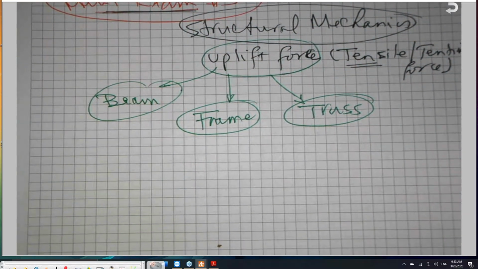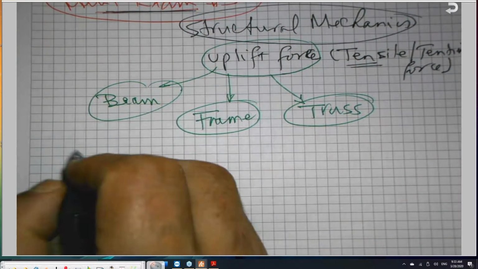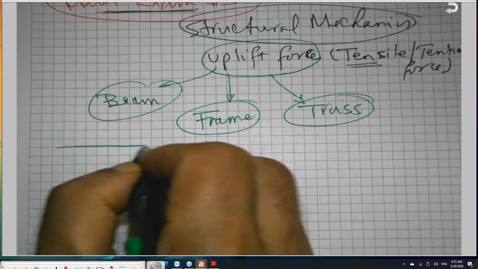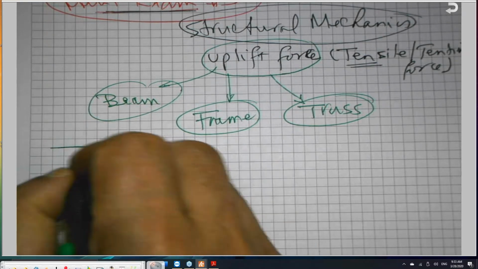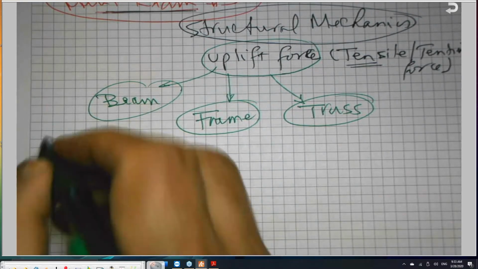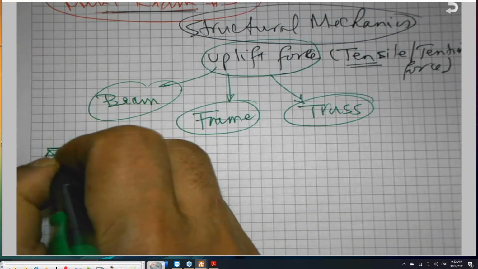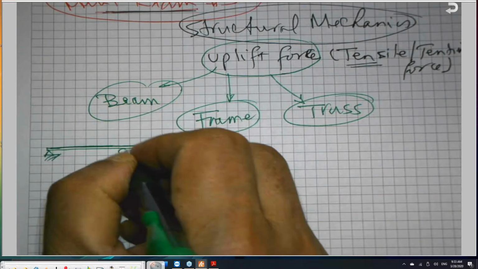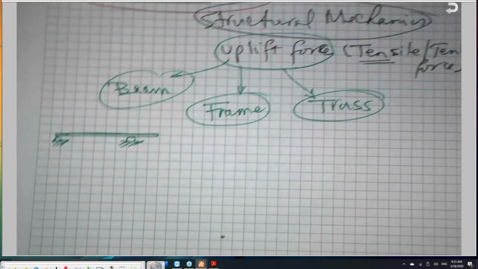So for a beam, for example, if you do have an overhang beam like this, sorry, this phone is, okay, I will turn it off shortly. Okay.